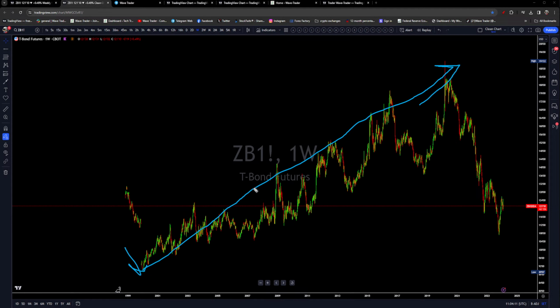This is a futures chart, but every bond chart you will see, like 10 year, 2 year, these are a perfect buy opportunity for the longer term, and we are going to see this move, these kinds of waves, in the longer term.